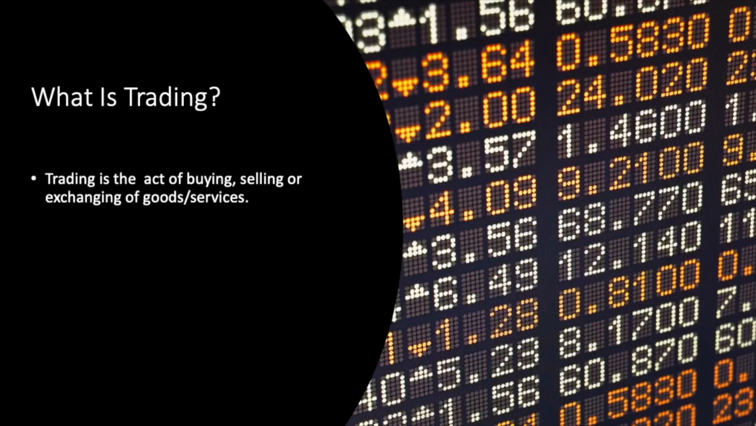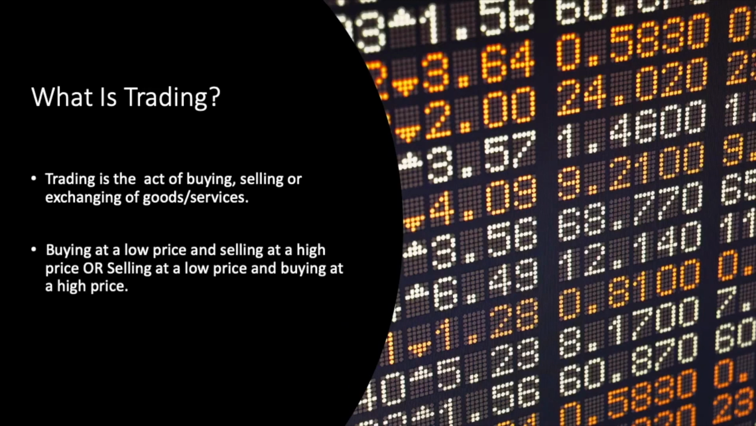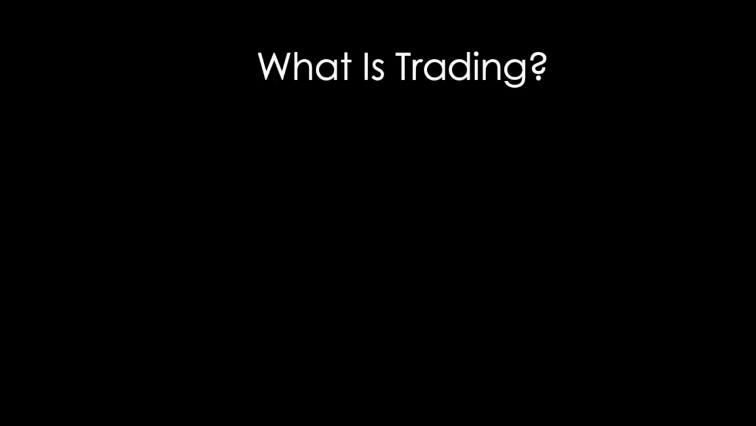Trading is simply the act of buying, selling, or exchanging goods and services. The whole idea behind it is to buy low and sell high, thereby pocketing the difference. And later on, we'll get into how you can make money when prices are going down, by essentially selling low and buying high, so that you can profit from the difference as well. Now, why do we trade? And the simple answer is so that we can make money. This is a money-making opportunity.